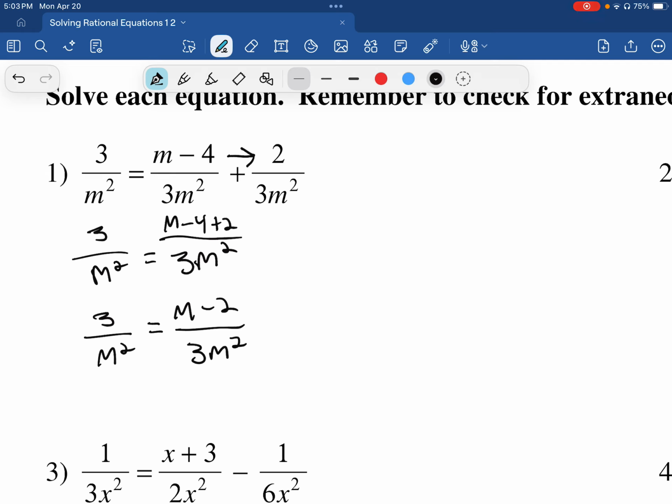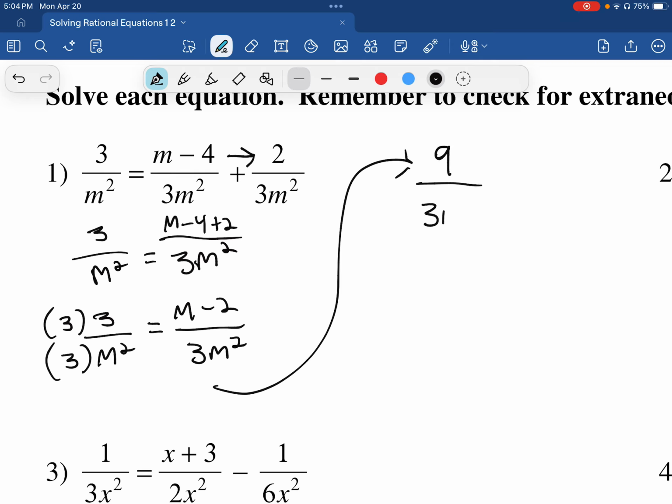In this case, I think a clever way to solve this would be, if the denominators were the same here, we would know that the numerators also had to be the same. So if we multiply this side, both the top and the bottom by 3, our new equation, 3 times 3 is 9, over 3m squared equals m minus 2 over 3m squared, right?